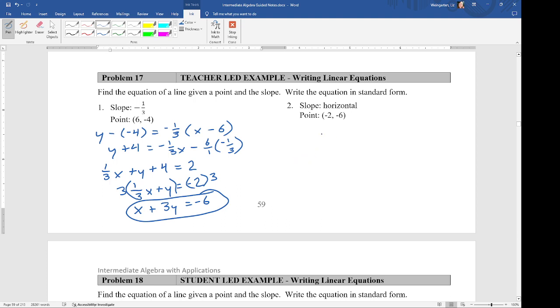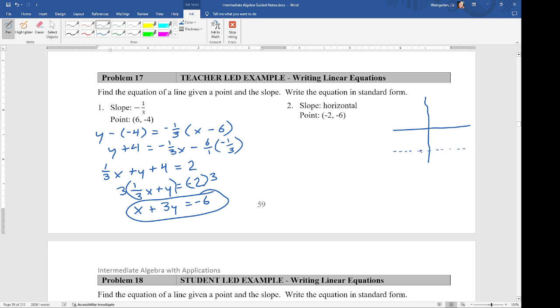In part 2, we have a slope that's horizontal. They don't outright give us the slope. The point is at -2, -6. So it might be easier to sketch a rough graph of this. So we're at -2, -6. And it's a horizontal line, so I'm just going to do a dotted line to represent it.